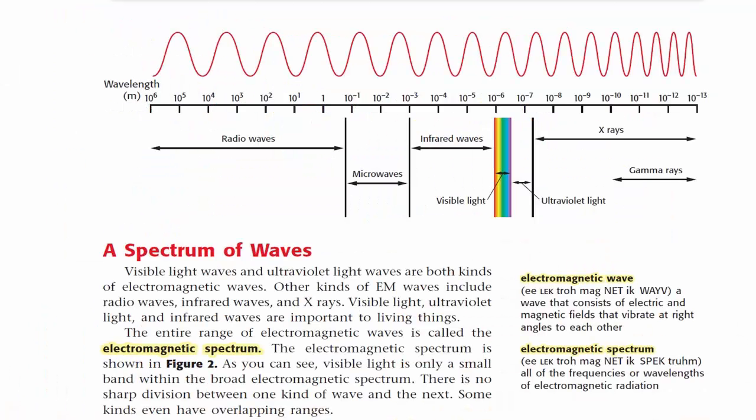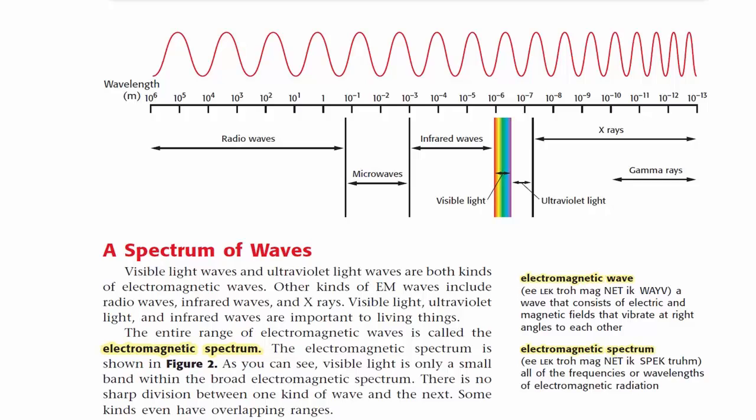A spectrum of waves. Visible light waves and ultraviolet light waves are both kinds of electromagnetic waves. Other kinds of EM waves include radio waves, infrared waves, and X-rays. Visible light, ultraviolet light, and infrared waves are important to living things. The entire range of electromagnetic waves is called the electromagnetic spectrum.